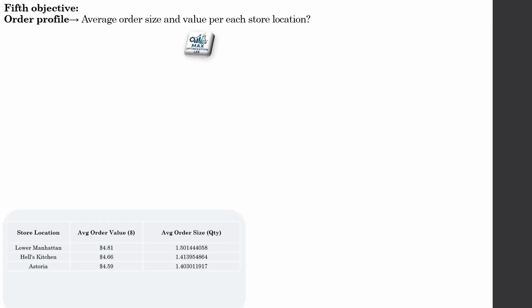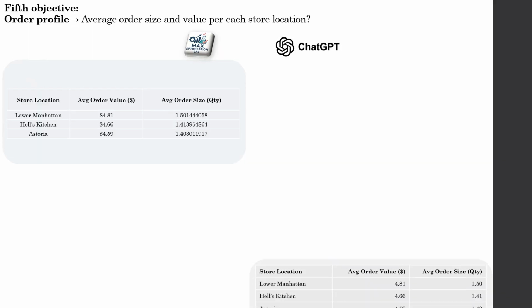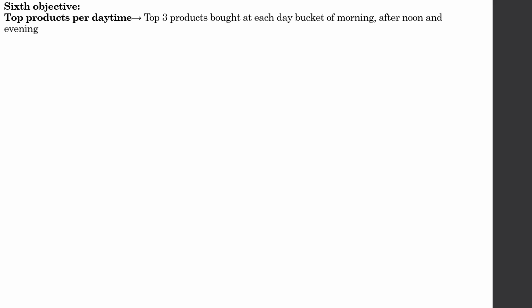Now let's move on to our fifth objective. We're looking for order profiles. First, my own answers in Excel, and next, ChatGPT's answers. And as you can see, it's completely identical and similar. ChatGPT passes. Sixth objective is top products per daytime.